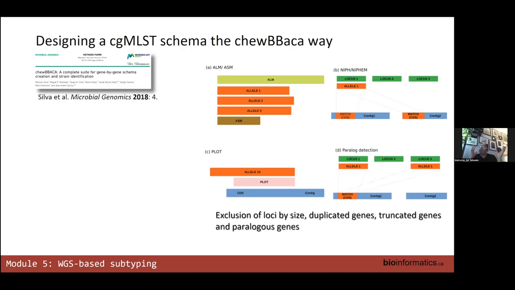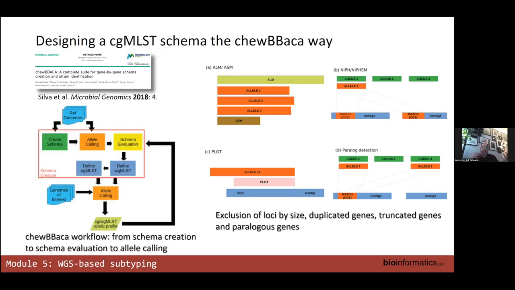Because Trubaca takes a lot of the concepts that I've been talking about, loci that show extreme variability in length and/or sequence, loci that tend to end up with truncated calls, paralogous genes, and so forth, and gets rid of them. It defines the core. So it starts with the core, and then it gets rid of the problematic genes within the core, so that you're left with a really well-behaved schema comprising core genes only.